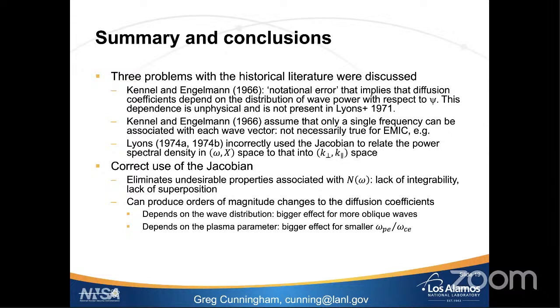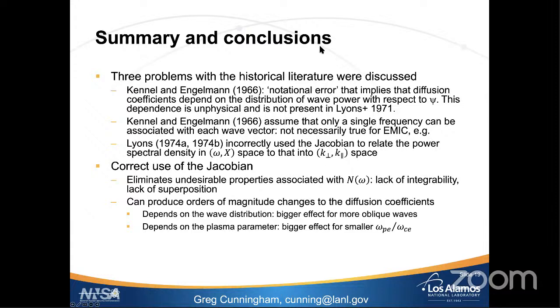So in summary, I've discussed three problems with the historical literature as it applies to evaluating diffusion coefficients with quasi-linear theory. One of these problems is just a notational error in Connell and Engelmann concerning the azimuthal angle that I glossed over here, but is described in Appendix A of the paper at great length. The second problem is that Connell and Engelmann assume that only one frequency can be associated with a given K vector, but for EMIC waves, it's not difficult to find multiple frequencies that share the same wave vector due to the close spacing of the ion cyclotron resonances.